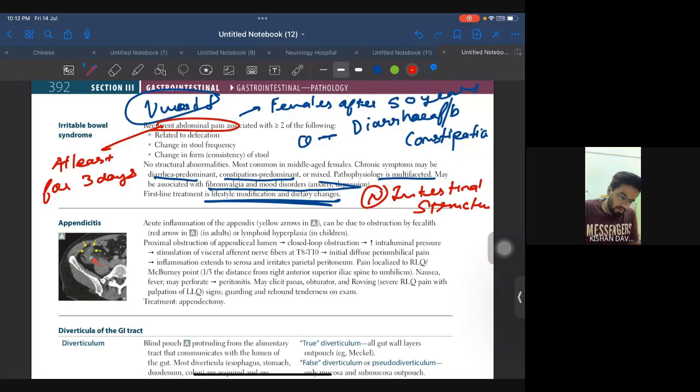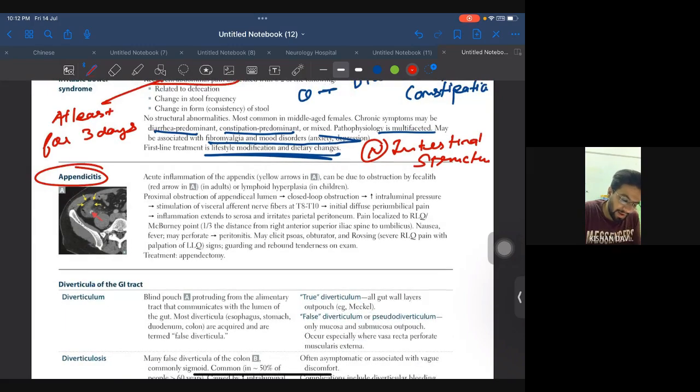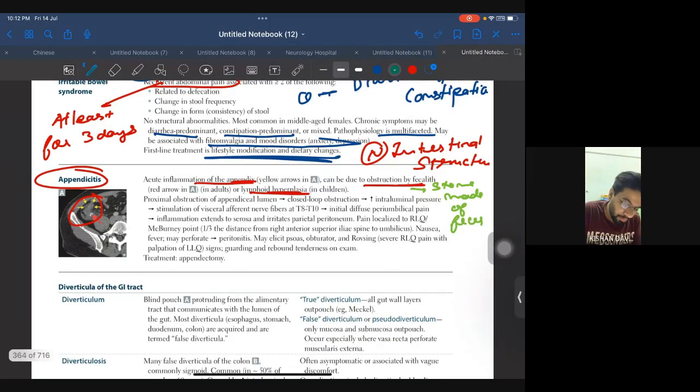Okay, coming to appendicitis, acute inflammation of appendix. This is the appendix here. Can be due to obstruction by fecalith or lymphoid hyperplasia. Now, what is a fecalith? Stone made of feces. Okay, so fecalith is important. Proximal obstruction of appendiceal lumen, closed loop obstruction, increase in intraluminal pressure, stimulation of visceral afferent nerve fibers T8 to T10. This is what is responsible for the pain. Okay, so fibers at T8 to T10, diffuse periumbilical pain. This is an important line in appendicitis.